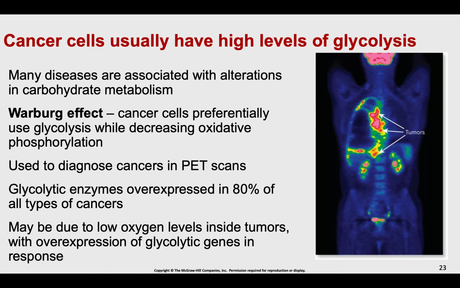And that's going to indicate high glucose using cells, which typically indicates high levels of glycolysis. Glucose is only really used in glycolysis because after glycolysis, it's changed its form to pyruvate. And in this image, we can see that they're mostly in these tumorous areas. And it's pretty interesting that this happens in about 80% of all types of cancers. So, a cool little side note about glycolysis here.